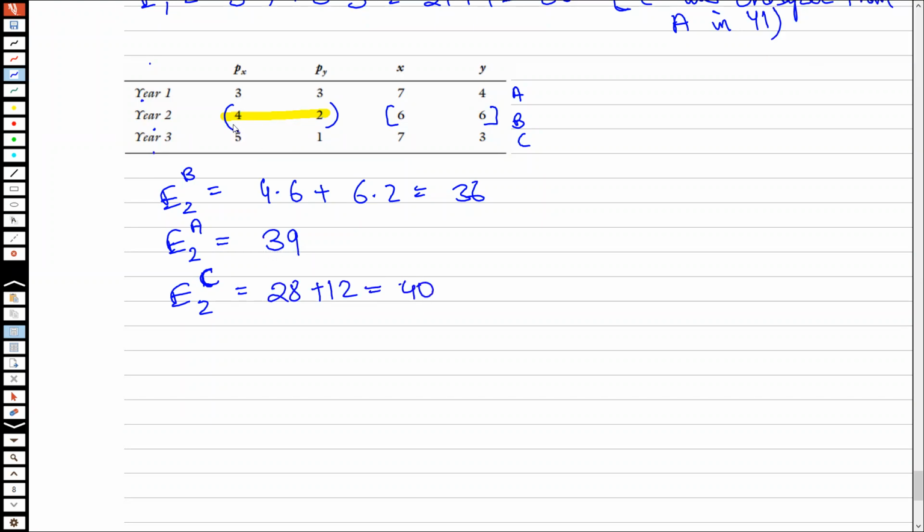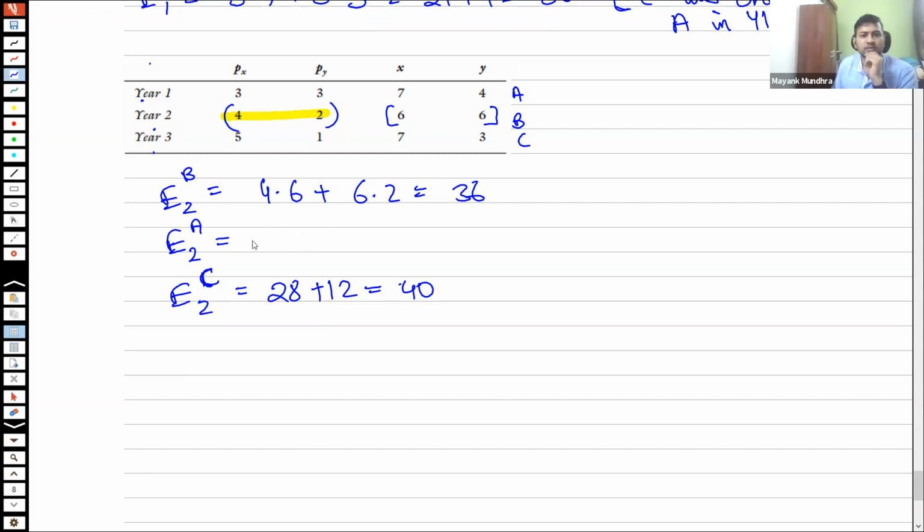What is the expenditure in year two on bundle A? 4 into 7. So I did it for year three, sir. Okay, so you made a mistake, right? So 4 into 7 plus 2 into 4. So that is equal to 28 plus 8. So that is equal to 36.